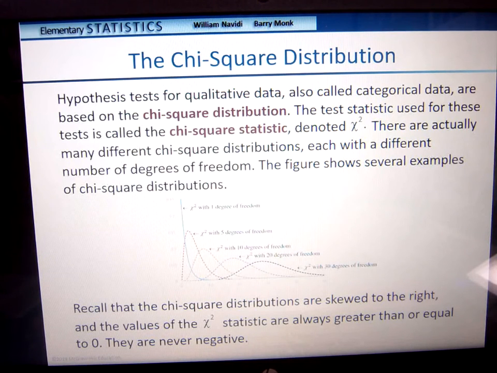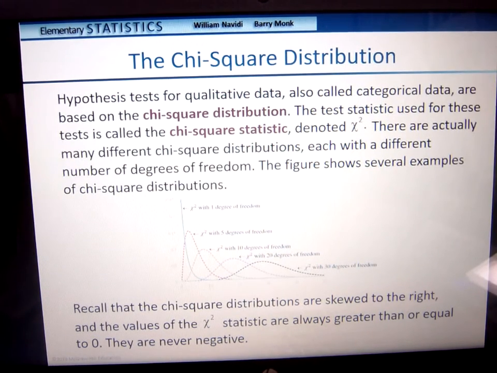Chi-square distributions are skewed to the right, and the values of the chi-square statistic are always greater than or equal to 0. They are never negative.